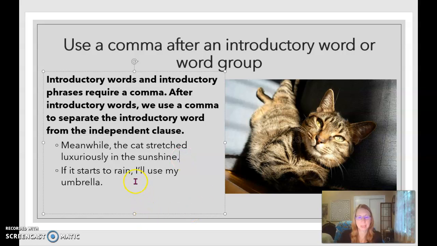And here we have an introductory word group, if it starts to rain, and we're using a comma after that to separate it from the complete sentence.